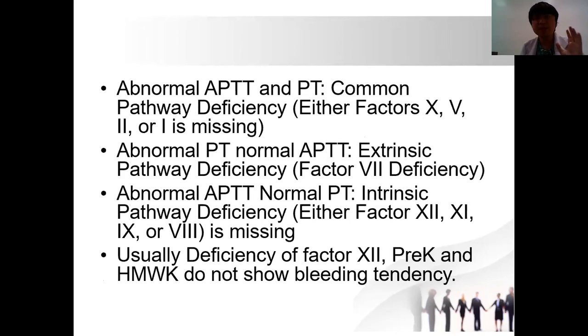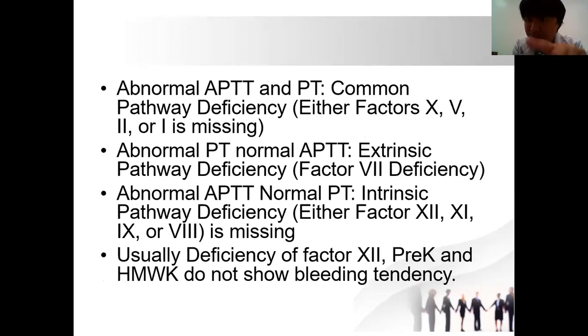This is the first step that you're going to do: identify what pathway is affected, because that is very important so that you will be able to easily rule out which factor is deficient in your patient. So if both APTT and prothrombin time are abnormal, it is a common pathway deficiency. When we say common pathway, what are the factors? It's a deficiency in factor 5, factor 10, factor 2, or factor 1.